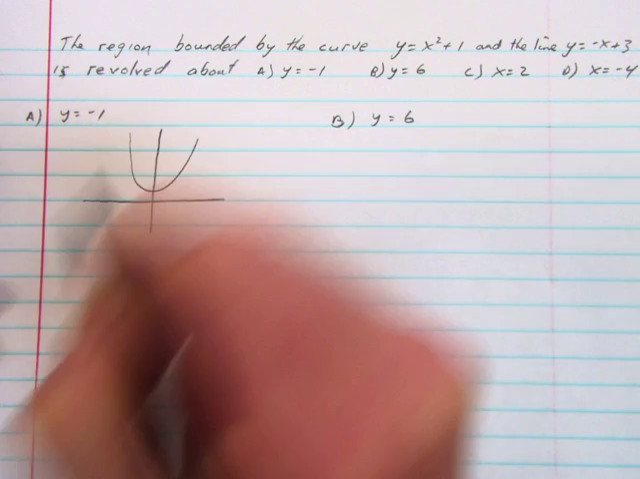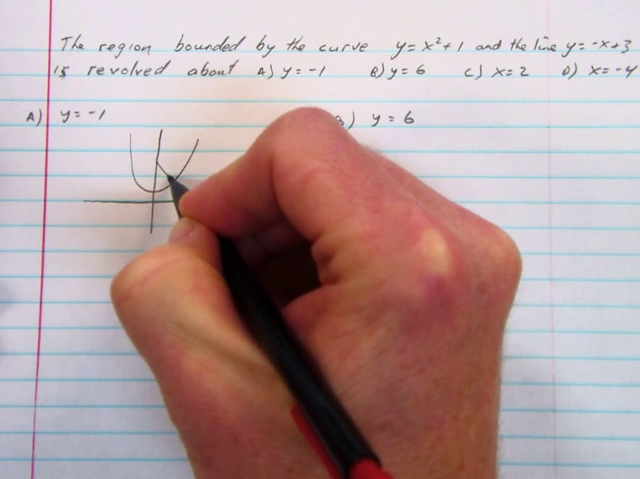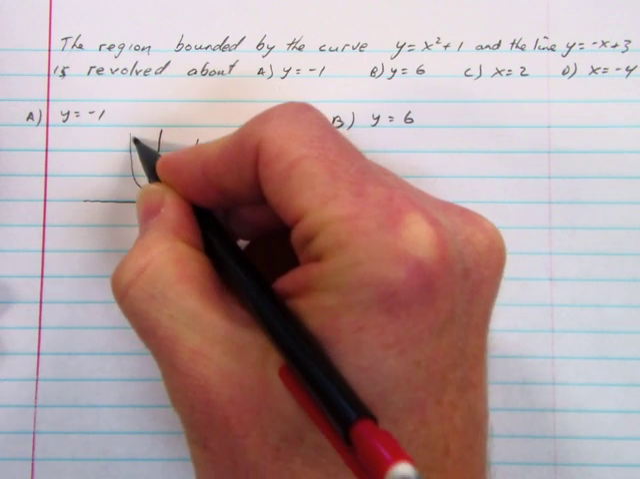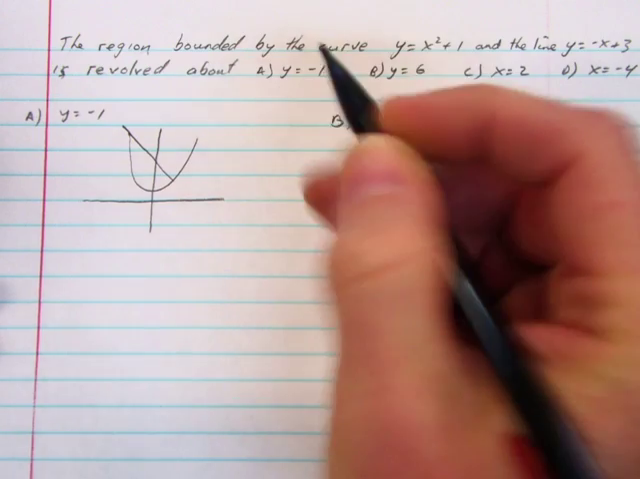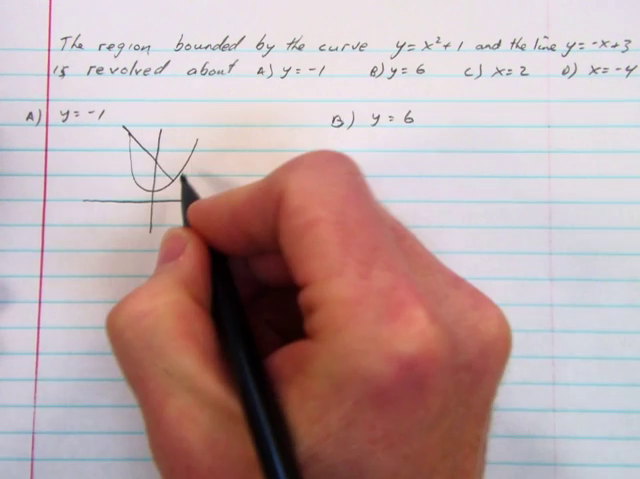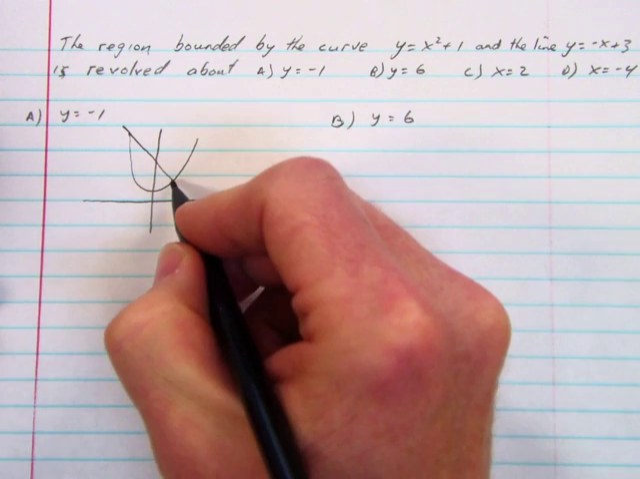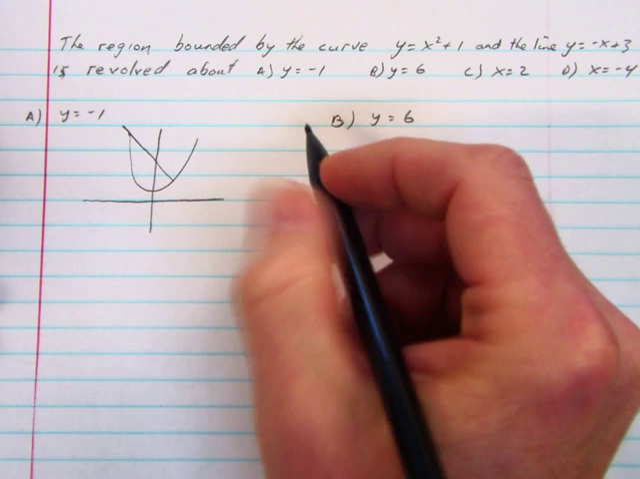And then we have a negative line and a positive y-intercept. And it's looking something like this. So the only thing we really care about is this region. We don't care about all the extra stuff. Now we're going to need to figure out what the limits of integration are. We're going to need to find what these intersection points are.